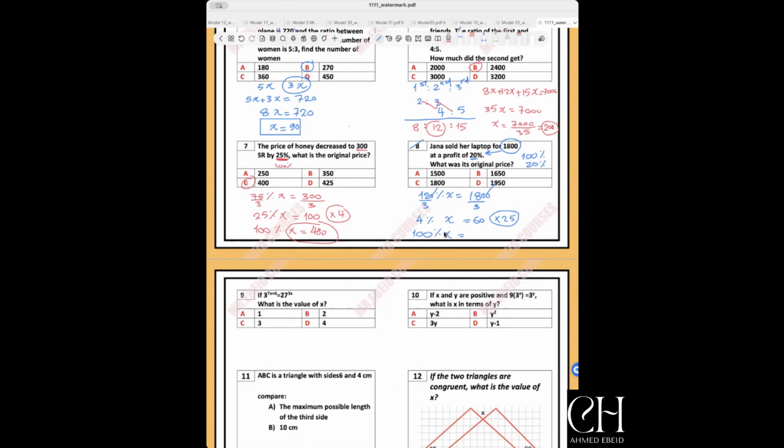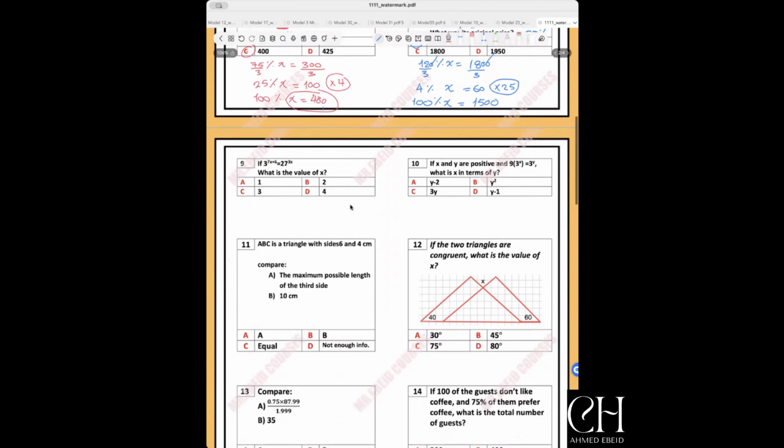This equals 60 times 25, which equals 1,500. So the original price is 1,500. Let's move to question 9.